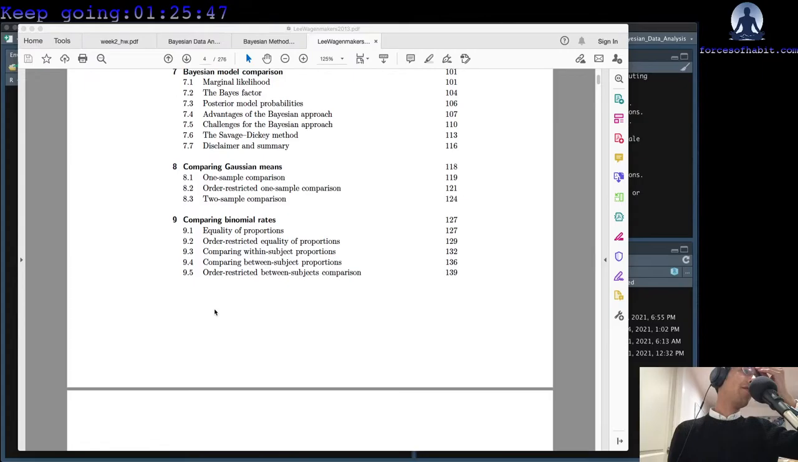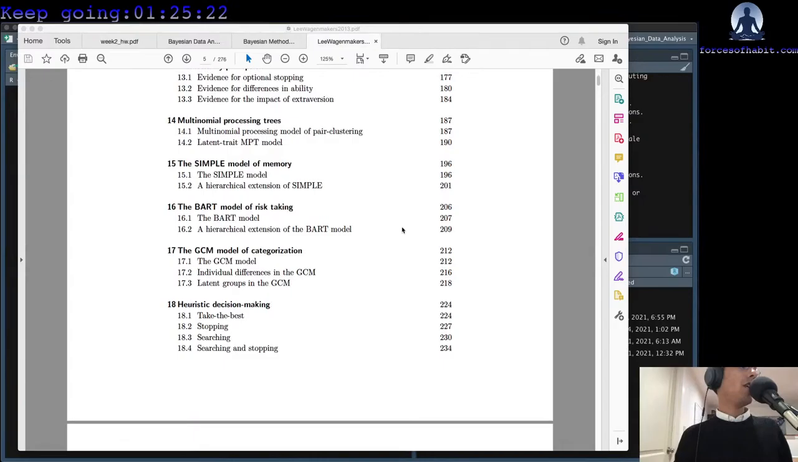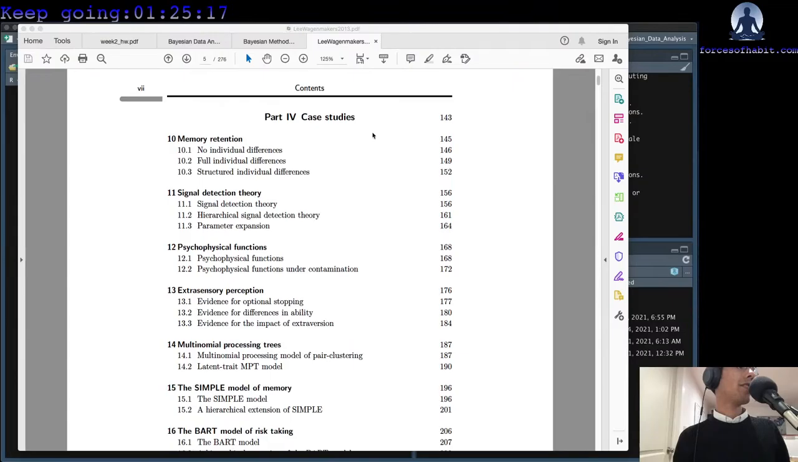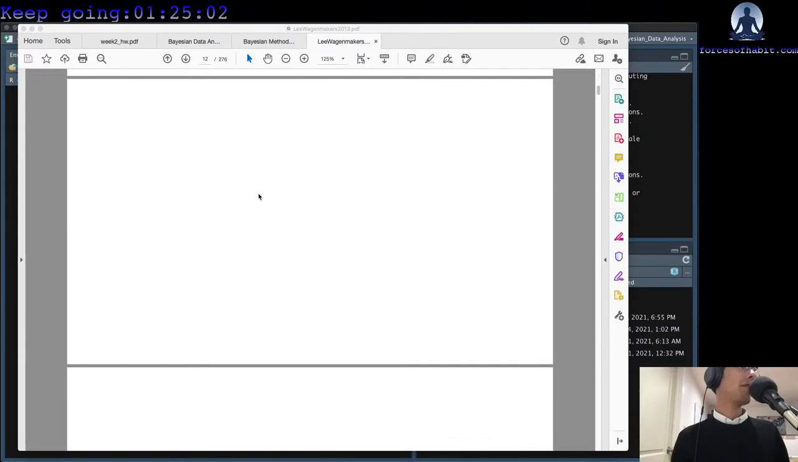Once we can compare Gaussian and binomial rates, so these discrete and continuous data, then we have the tools to move to more complex and applied examples. Most cases are going to be, I presume, some combination of all of the things that we've approached up to this point. So I look forward to getting started with each one of these 19 examples we have in the case study section. I'm going to get right into it today with the memory retention example, and it looks like memory retention is something we've sort of discussed when we were doing some of the latent mixture examples, but we'll see what they talk about in the chapter.